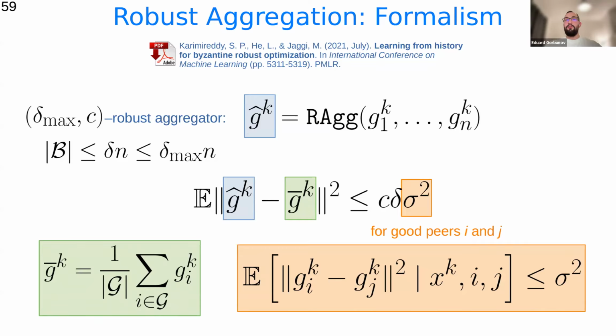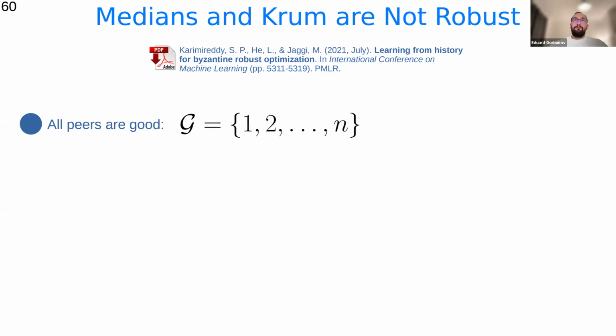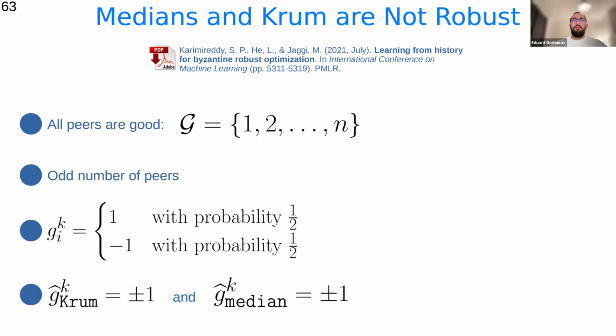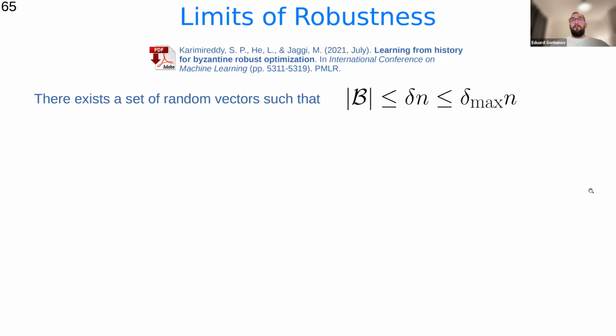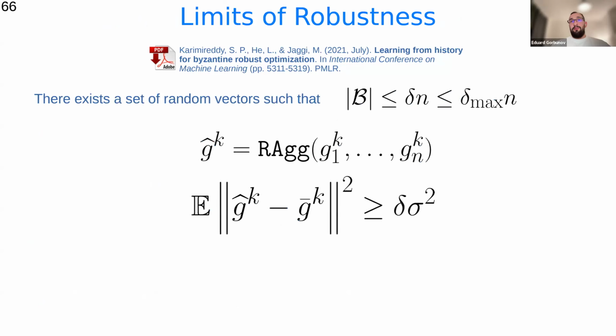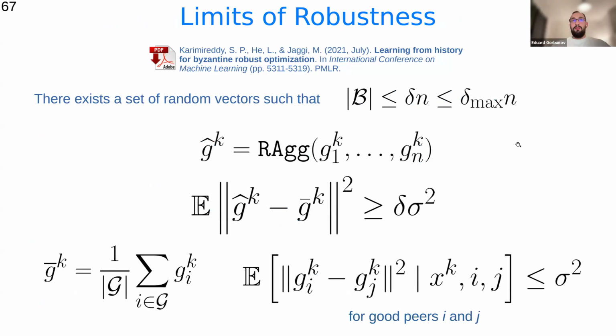Okay, so it's just formalism. I will skip this slide, but they provide an example showing that so-called classical aggregators like median and Krum and other estimators do not satisfy this definition. They also show that this definition is, up to a constant, the best we can hope for. They show that for any aggregation rule, one can come up with a set of vectors such that we have this lower bound. So delta and sigma squared in this formalism should be there.